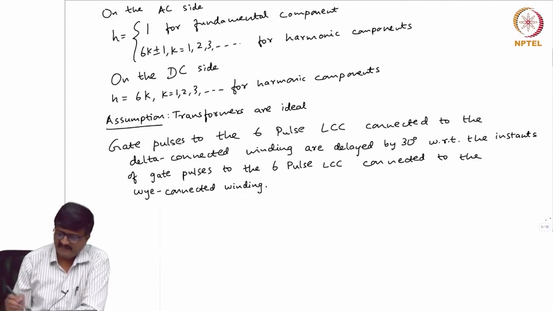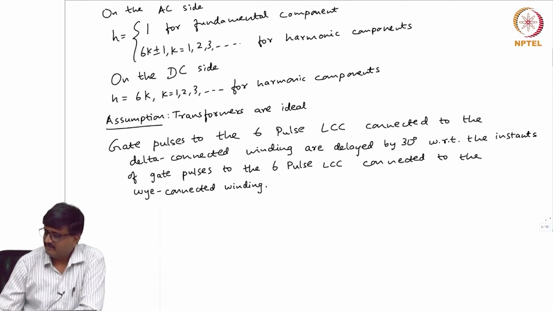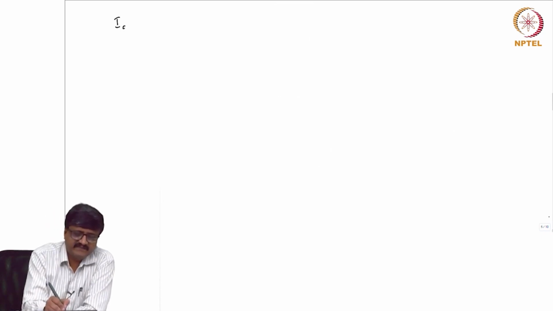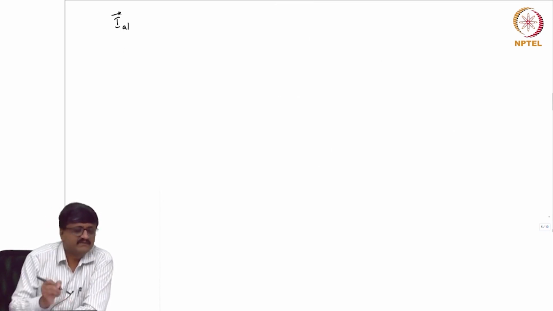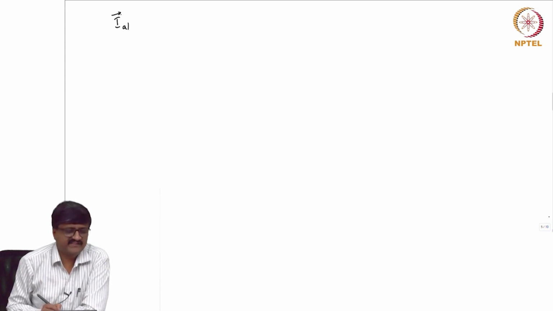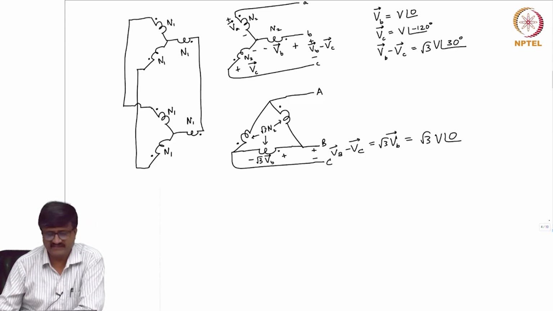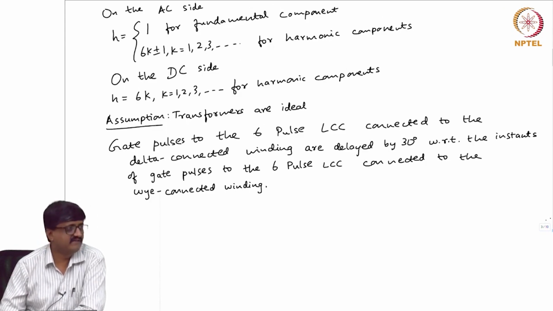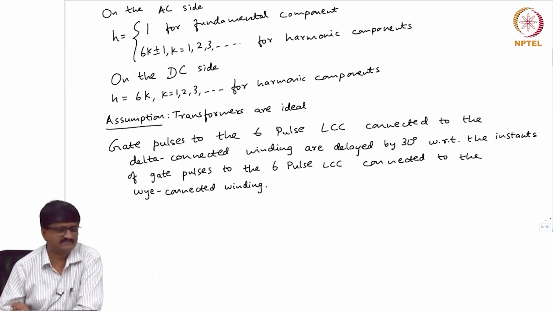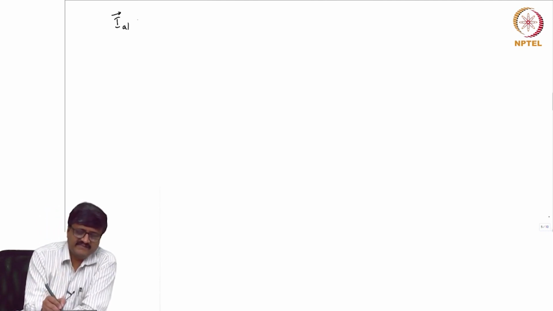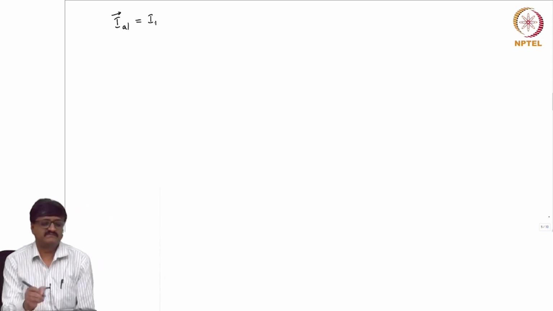Okay. So, if I take IA1, I take a special value of H. Please recall what is the value of H. On the AC side, H can be either 1 or 6k plus minus 1. On the DC side, it is 6k. Okay. So, if H is 1, IA1, suppose I say the magnitude is I1 at an angle 0.